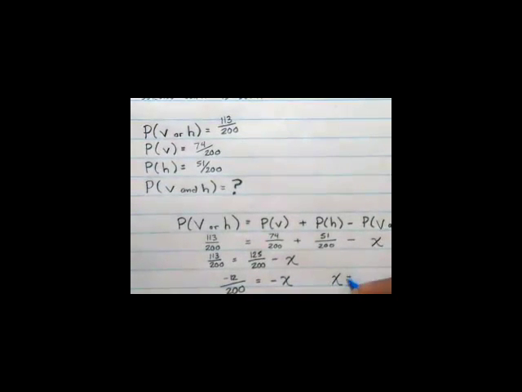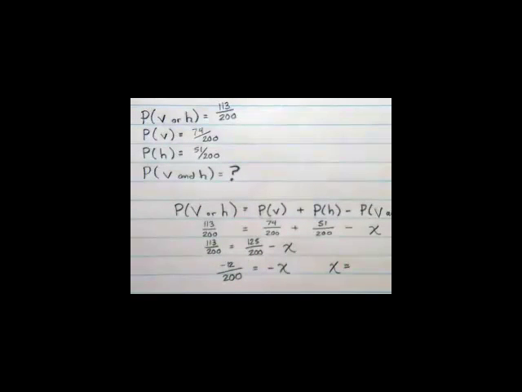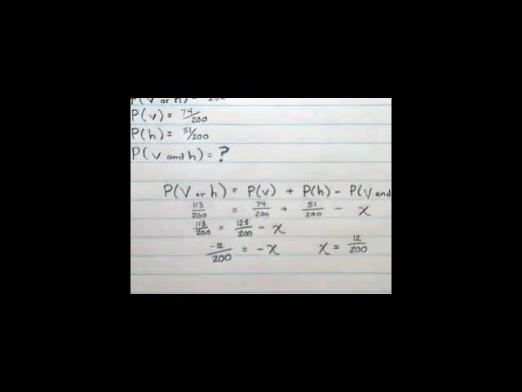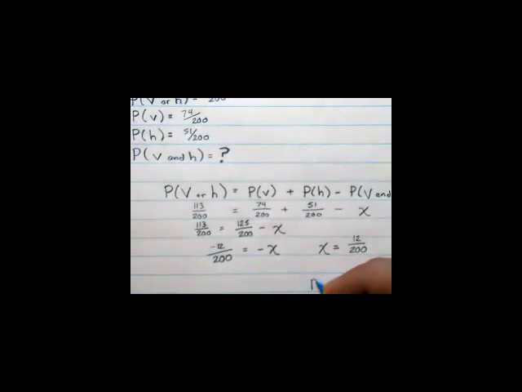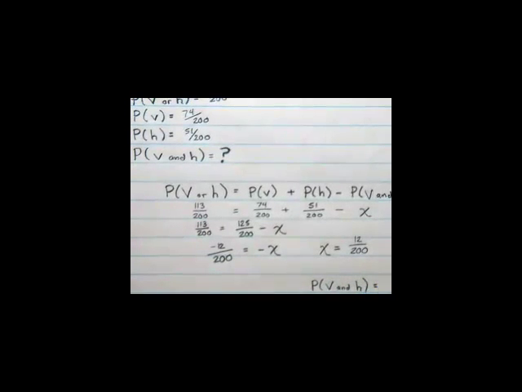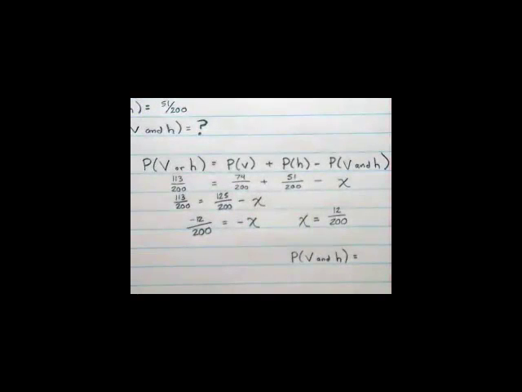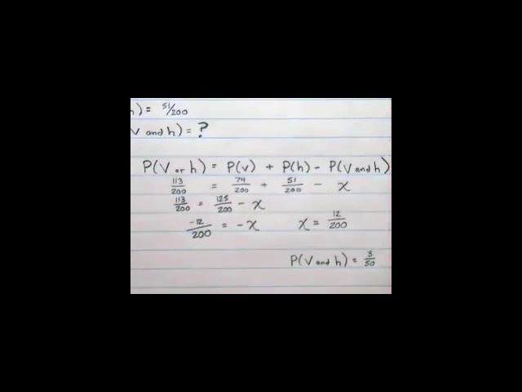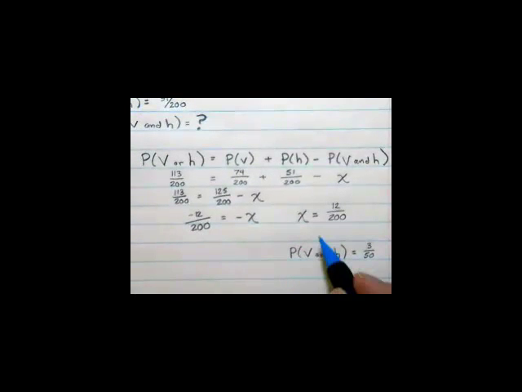So what is that probability we're searching for? 12 out of 200. And now that we've actually got to a final, we could just reduce this thing all the way. So reduce that. So the probability of V and H is what? 3 out of 50. So 3 out of every 50 students is both. That's what that says.